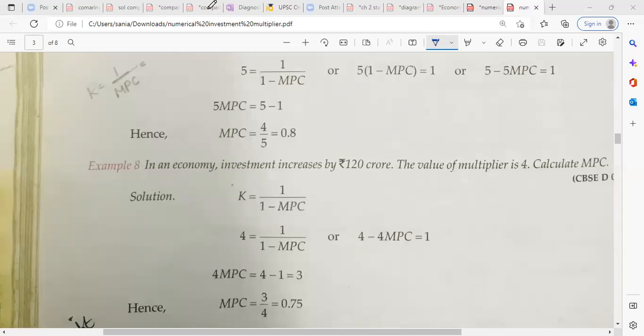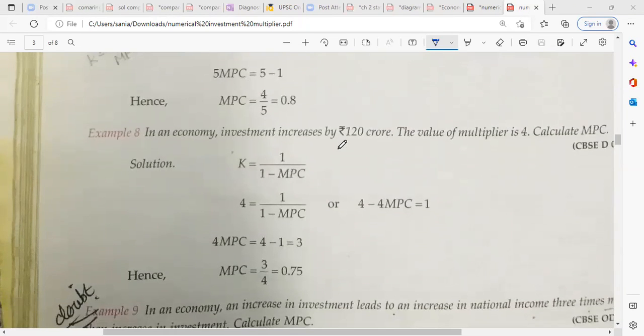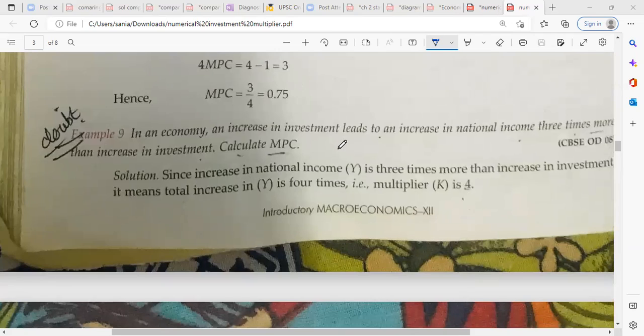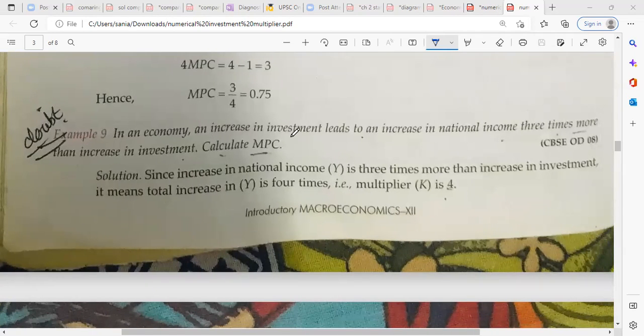Okay, so let's just start, Halima is here. So we have to start from here. See, in an economy, an increase in investment leads to increase in national income 3 times more than the increase in investment. You have to calculate MPC. So what they are saying is that because of change in investment, income is increasing 3 times.